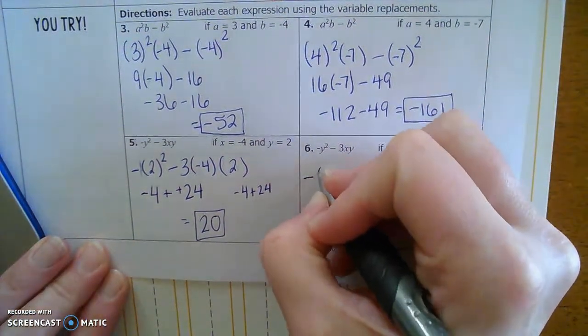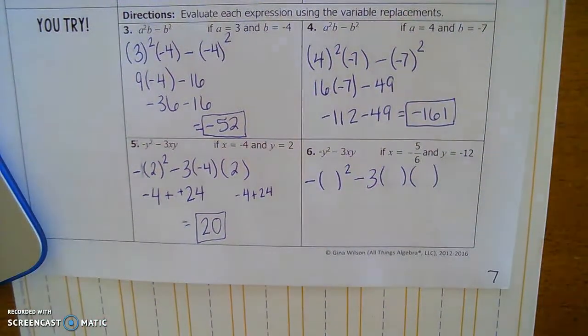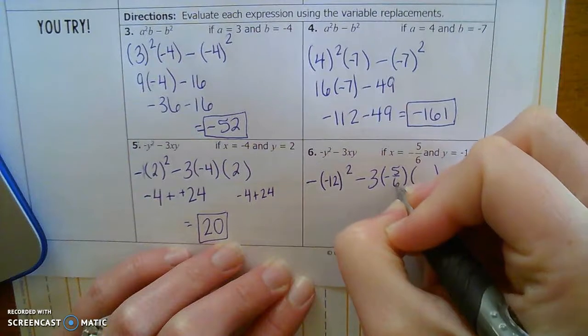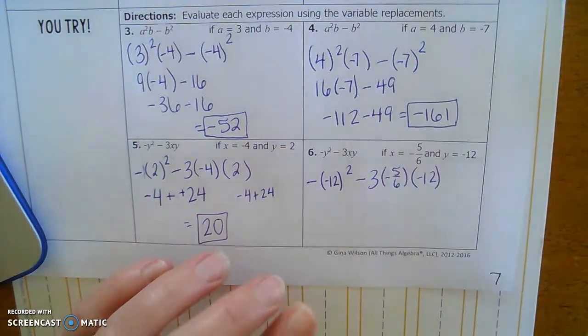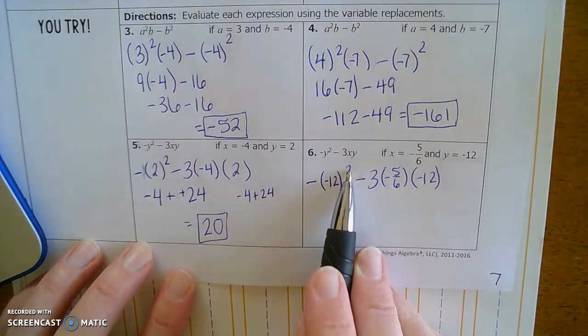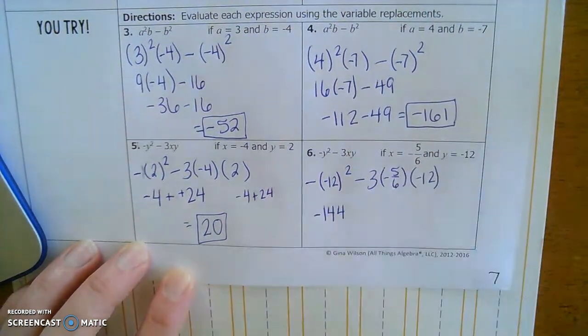Same thing here, negative parentheses squared minus 3xy. So again, it's important to remember that when things are just right next to each other with no sign in between, that means multiplication. So y is negative 12, x is negative 5/6, and then y again is negative 12. So negative 12 squared, negative 12 times negative 12 is positive 144, but then you need to bring the negative down in front.